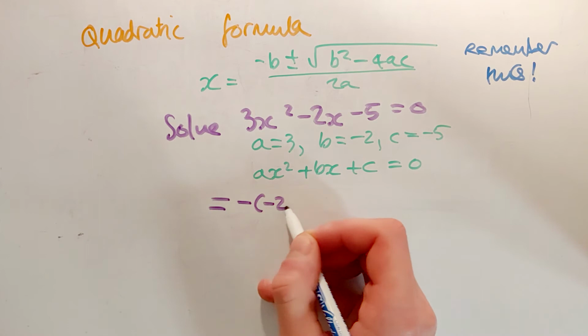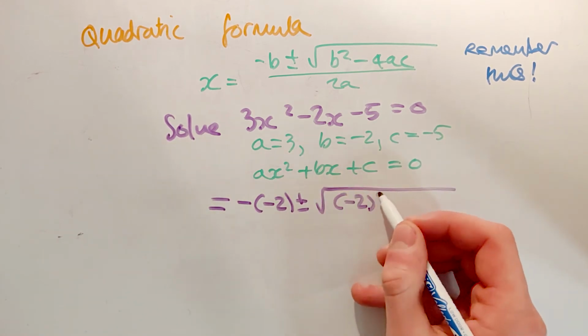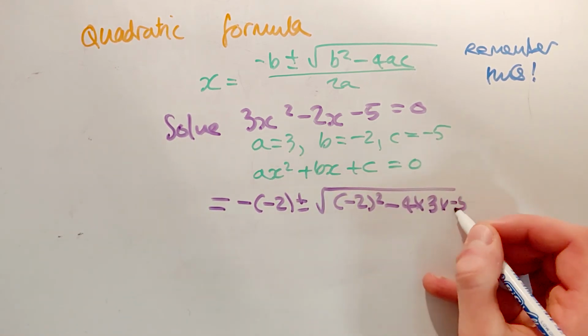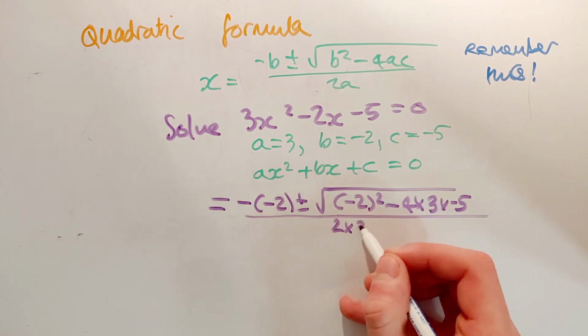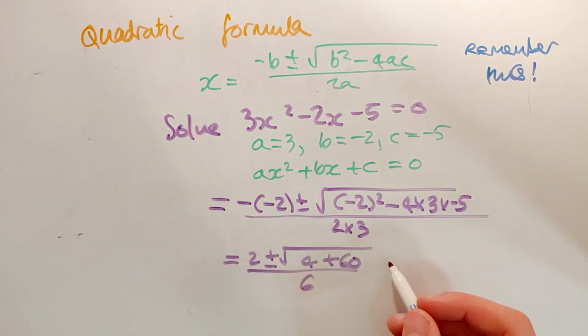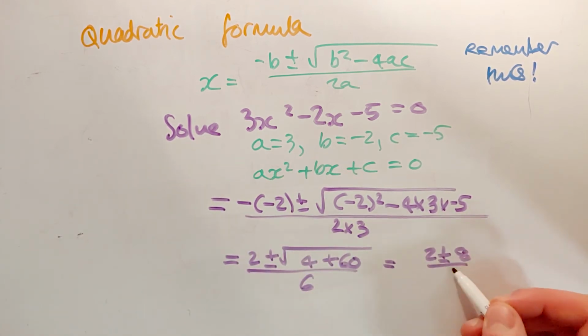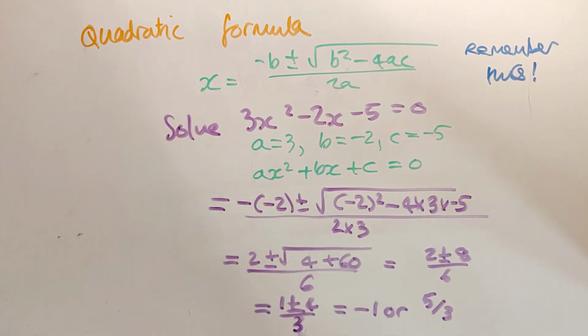Here, a is 3, b is minus 2 and c is minus 5. Substitute the values into the formula. We'll then have to do quite a lot of algebra in order to get our final values for x. Sometimes you'll need to do this on a calculator, as the numbers won't be fractions.